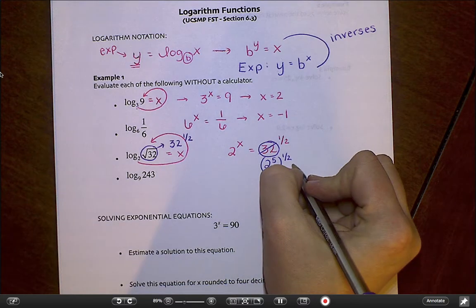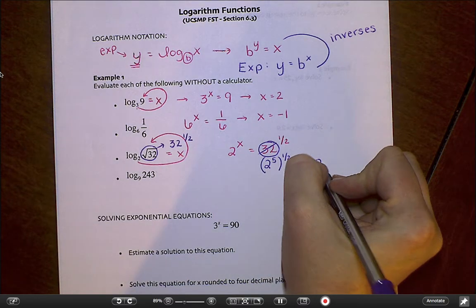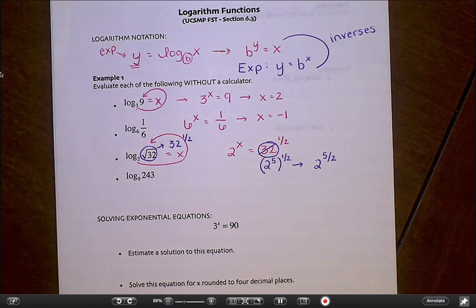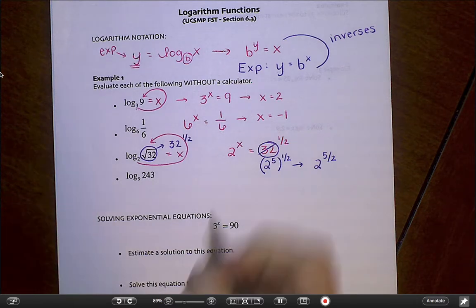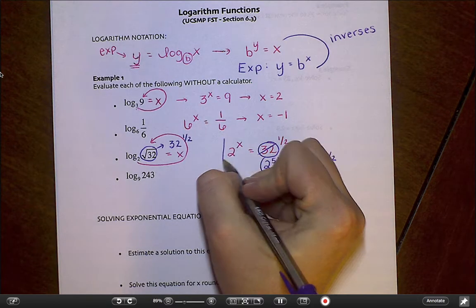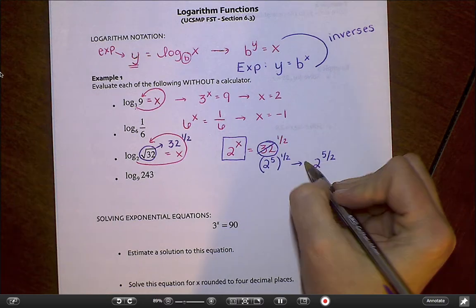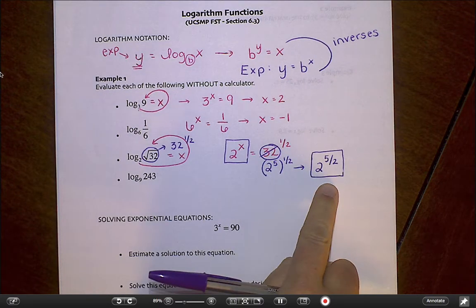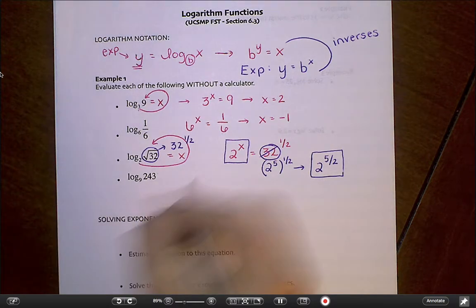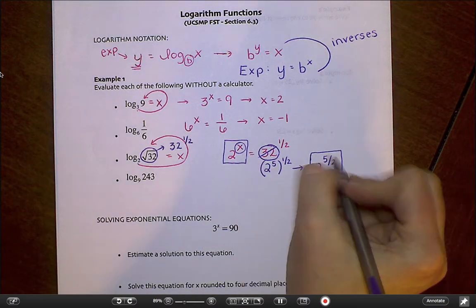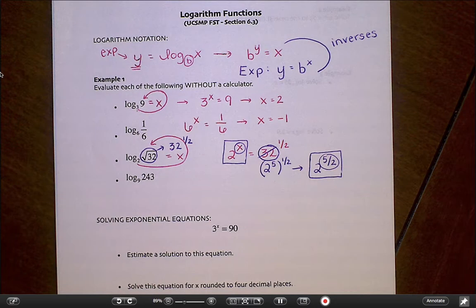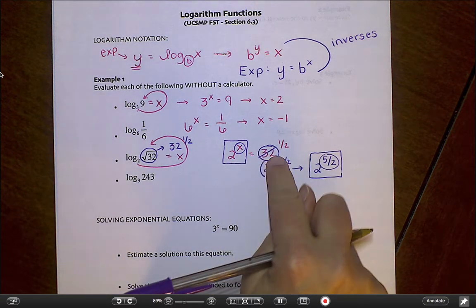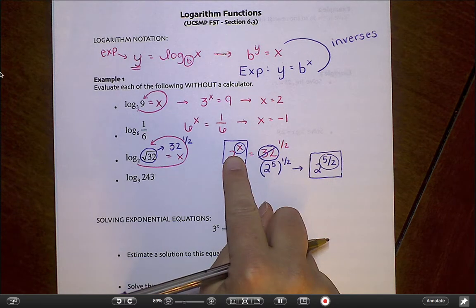Which I could then say is really just 2 to the power of 5 over 2. Okay, so what I'm seeing now is 2 to what power equals 2 to the power of 5 over 2. I'm saying these two things need to be equivalent. And that really just means that my x value here must be equal to 5 over 2. So this one was really more of a game of taking this thing and rewriting it in a form that was compatible with this one.